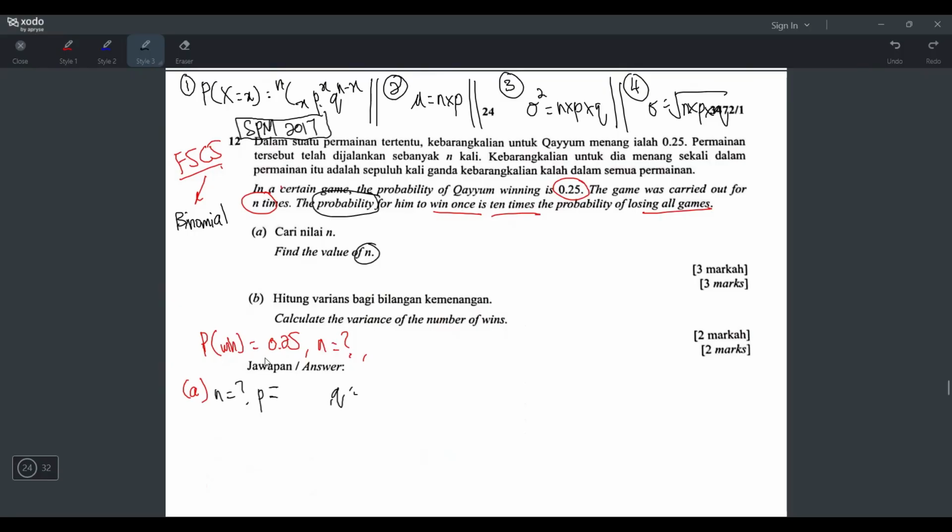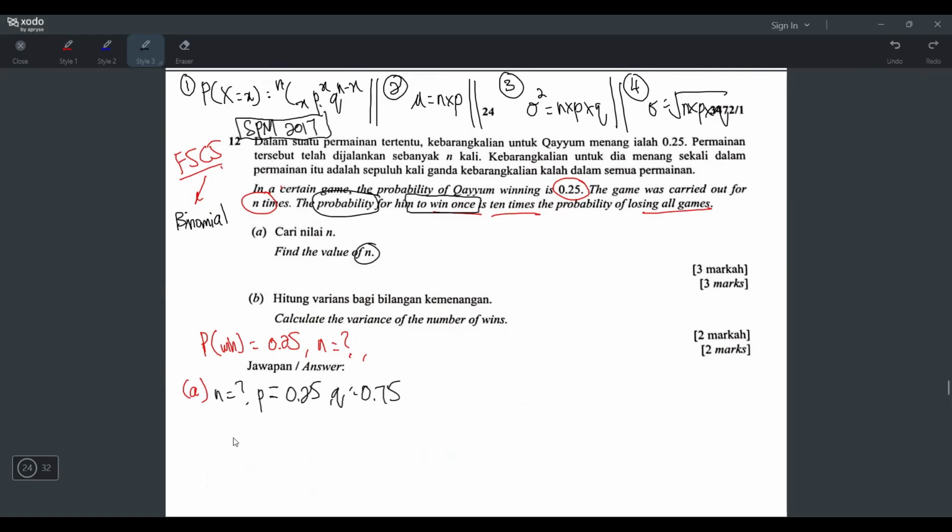P will be the probability of success, q will be the probability of failure. Remember they give us the probability of winning is 0.25, so we can make that the p. It means the probability of winning will be the p, and then the probability of losing will be 1 minus 0.25, which is 0.75. And since winning is success, we can write down the notation for this already.